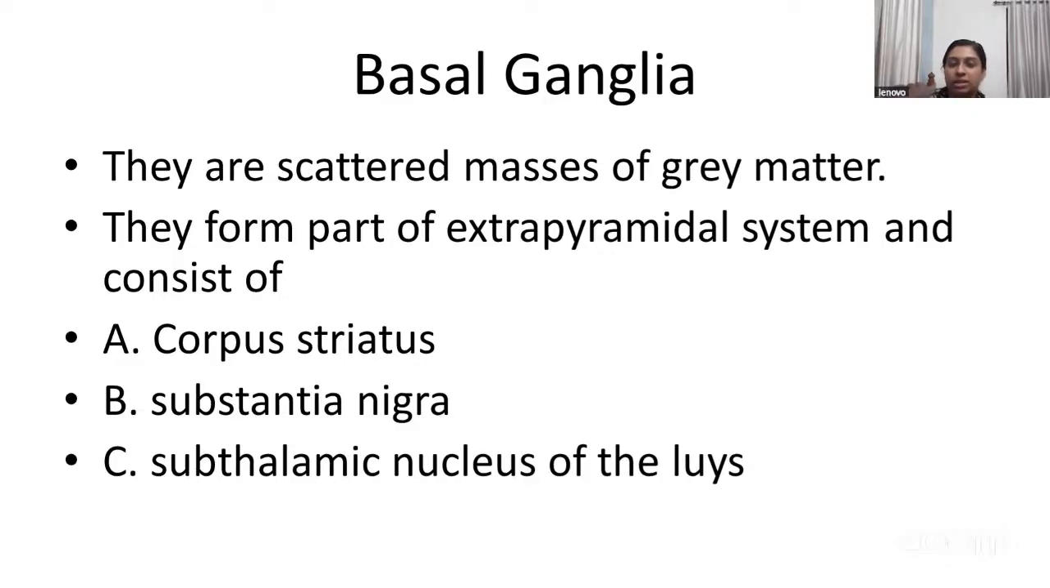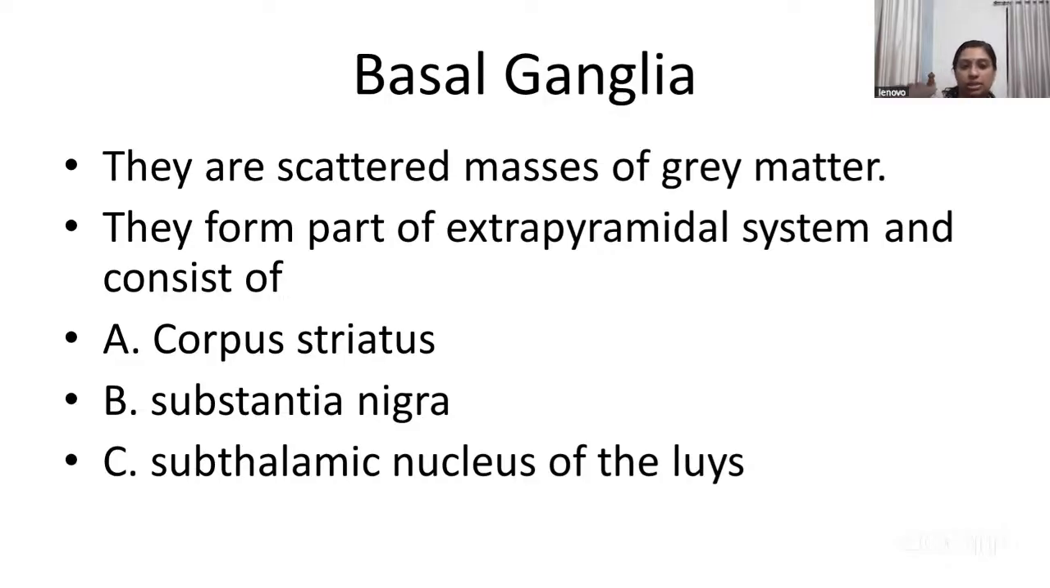When inside the central nervous system or inside the brain, a group of scattered masses of gray matter is called nuclei. So basal nuclei is the more appropriate term for basal ganglia. Outside the central nervous system, discrete collections of gray matter are called ganglia. So basal nuclei is the more proper term. Basal ganglia can also be used, but the more appropriate term is basal nuclei.